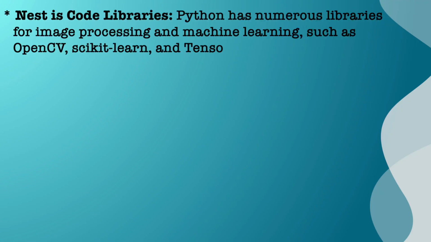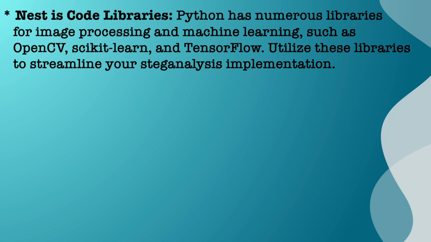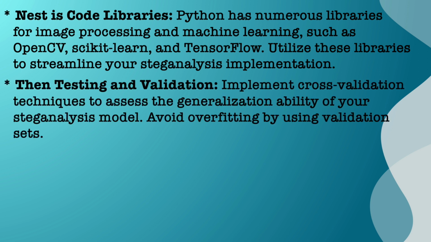The next is code libraries. Python has numerous libraries for image processing and machine learning, such as OpenCV, scikit-learn and TensorFlow. Utilize these libraries to streamline your steganalysis implementation. Then testing and validation. Implement cross-validation techniques to assess the generalization ability of your steganalysis model. Avoid overfitting by using validation sets.